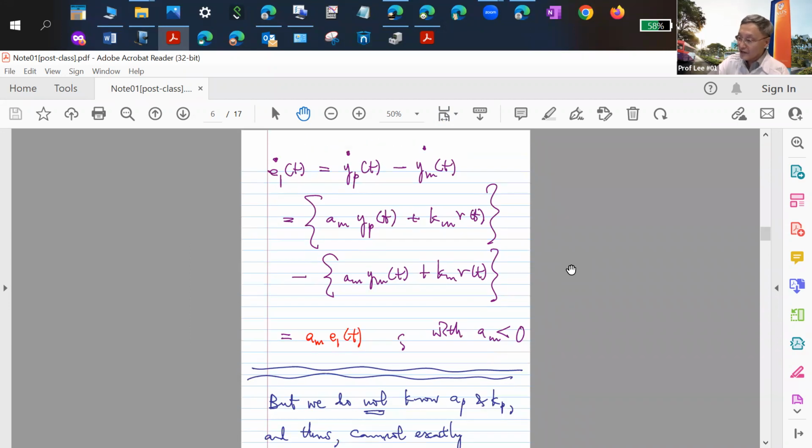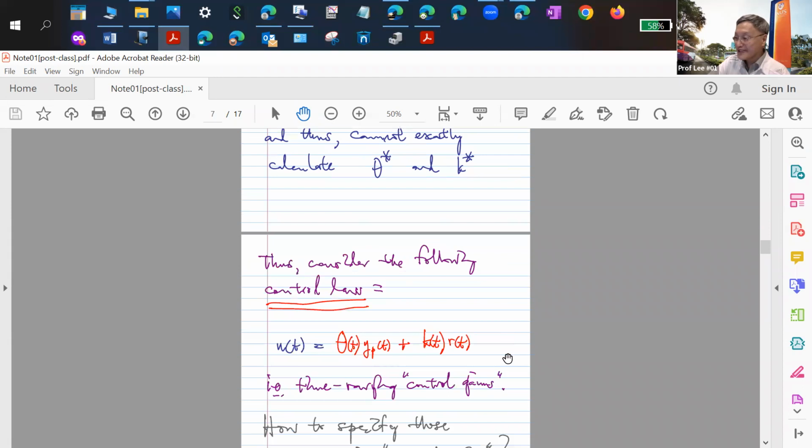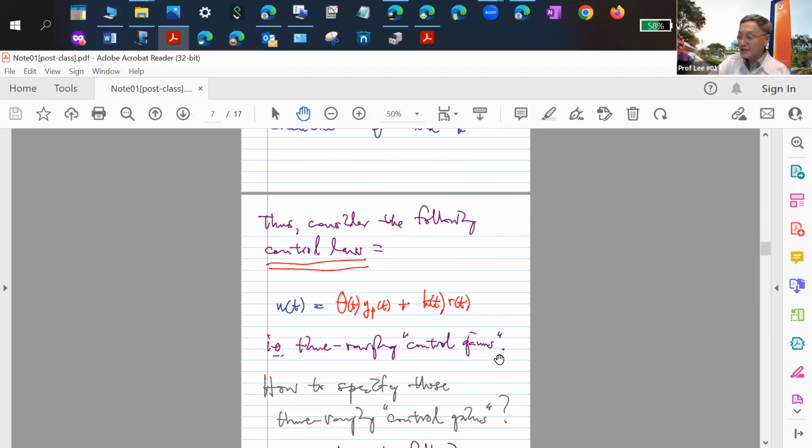Then we said, we still want to do this, but now in a situation where we do not know the numbers of the parameters in the system that we want to control, the plant. We don't know these numbers. So obviously, if you don't know these numbers, you cannot exactly calculate K star and theta star, but you still want to do the same thing.